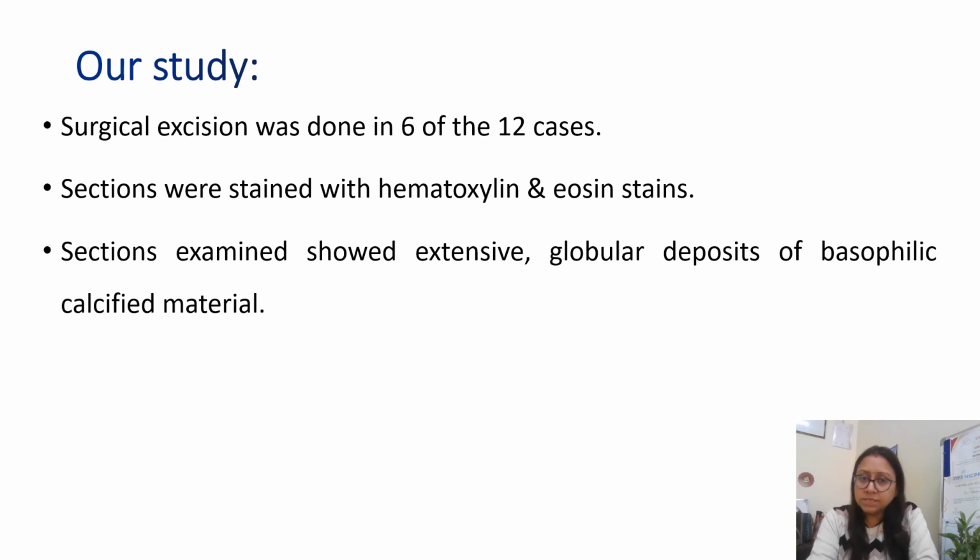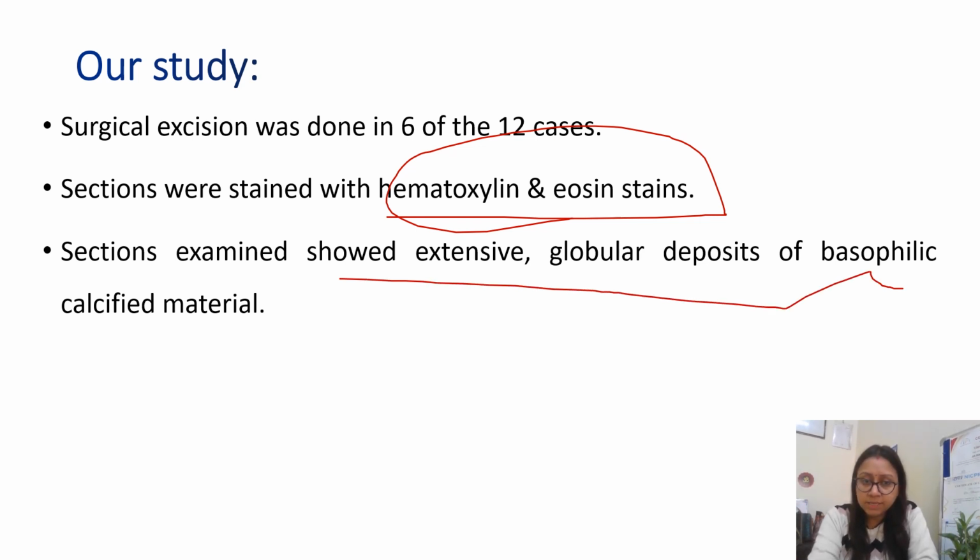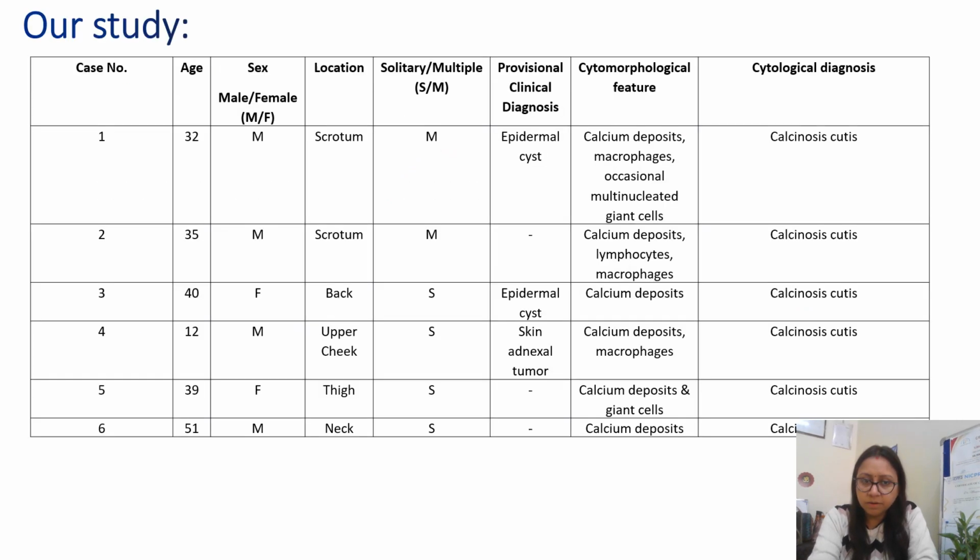After surgical excision, we got histopathological confirmation in 6 cases. That is, hematoxylin and eosin stain we do for biopsy section cases. The section examined showed extensive globular deposits of basophilic calcified material. So this is a summary of all our 12 cases. In males, it was usually the scrotum; in males we also got calcinosis cutis in the upper cheek and neck region, and in females we got it in the thigh and back.